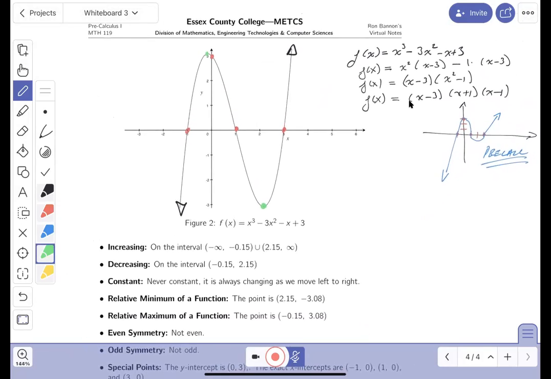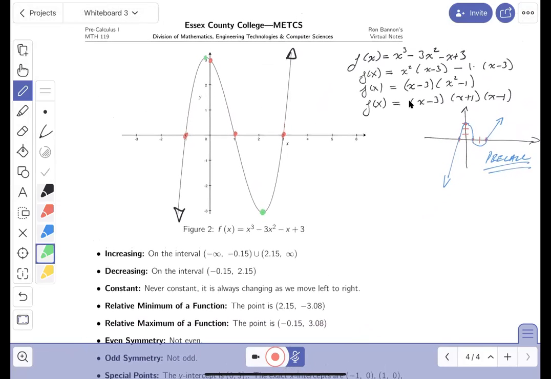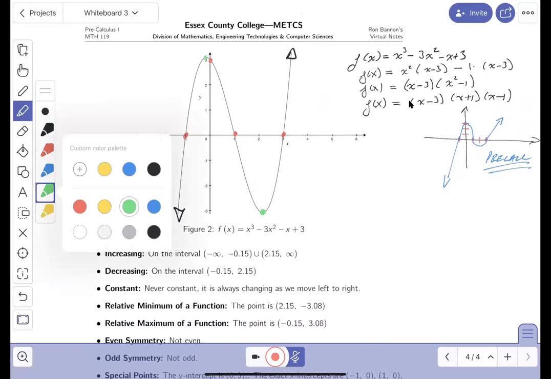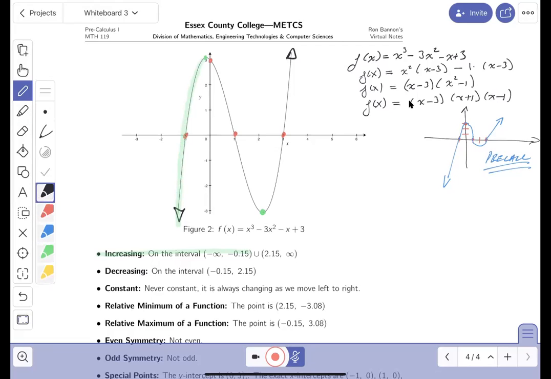All right, let me go through that with you, and I want to go through very carefully what they're saying. They say it's increasing from -infinity all the way to -0.15. That means it's going up until it gets there. So I want to point out what that point is there now. By the way, they told me that. So I'm going to tell you the point now. This point over here is -0.15, comma, f of -0.15.